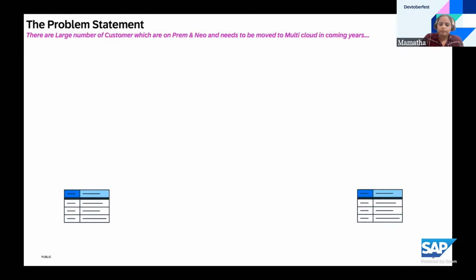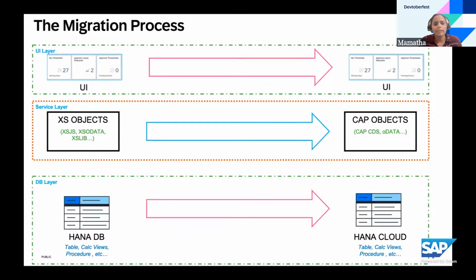Coming to the service layer objects. In case of an XS application, we have xsjs, xsodata, and XS library objects that need to be migrated to CAP, in CDS and OData.